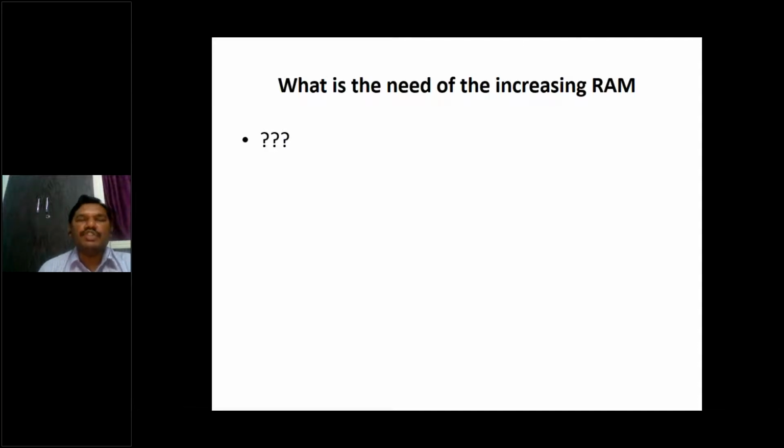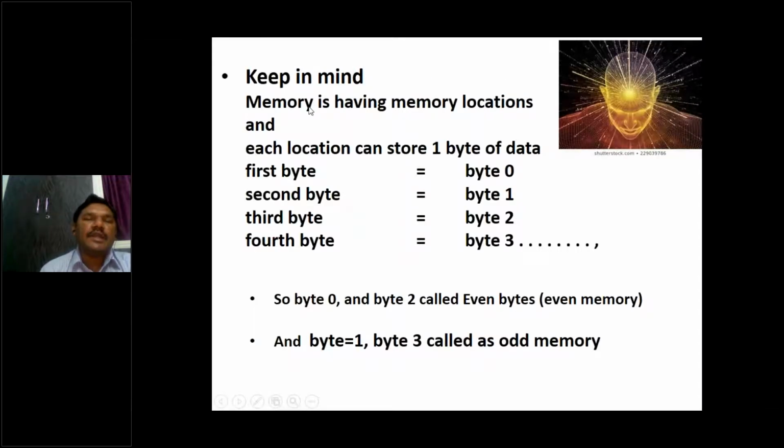Today, 4 GB or 8 GB is the minimum RAM. Keep in mind that memory has memory locations. See here, suppose this is the memory. It has so many memory locations, and each location can store 1 byte of data. Remember, in computer terminology, memory has memory locations, and each location can store 1 byte of data.